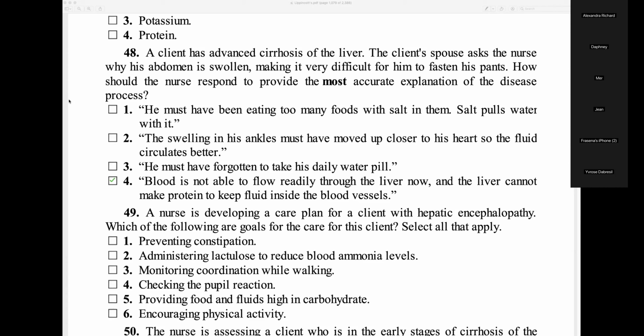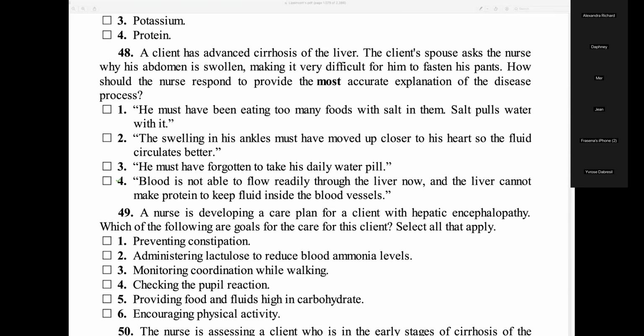Absolutely. This is a beautiful question. It's very similar to NCLEX. So portal hypertension and hypoalbuminemia as a result of cirrhosis can cause a fluid shift into the peritoneal space, causing ascites. Very good. All right, let's see what the next question is.